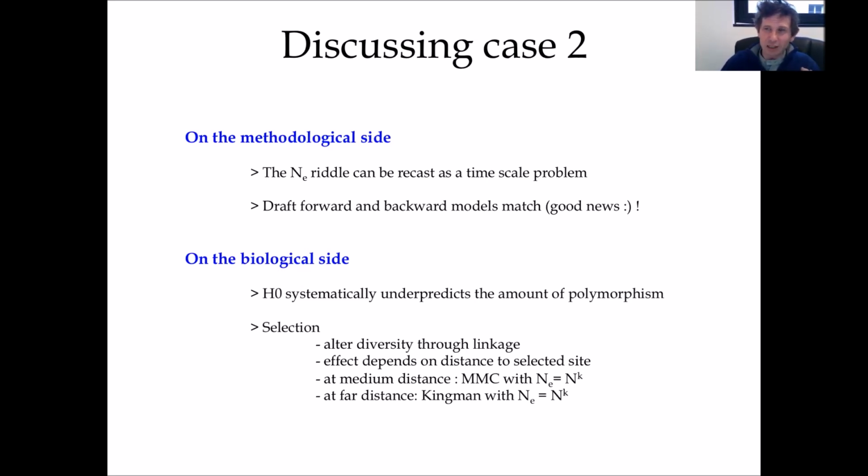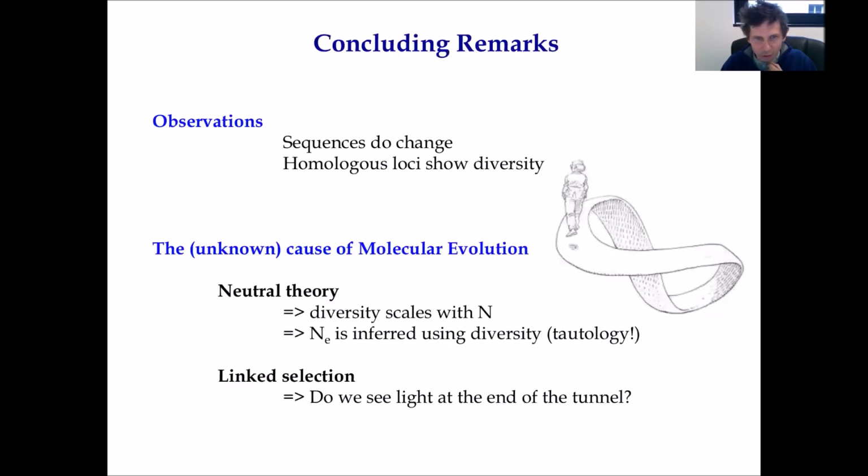If you're at medium distance, your genealogical tree will look like an MMC. Interestingly, the timescale of the multiple merger is also a power law. At far distance, you'll recover a Kingman tree, so it looks like a neutral tree, but the timescale is a power law, again, of the population size. So we all agree that sequences do change, that there is some diversity at the locus. What we are still after is the unknown cause of molecular evolution. So in neutral theory, diversity should scale with N, which is wrong.